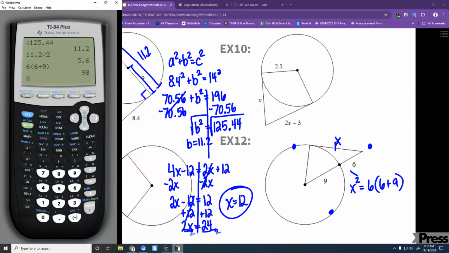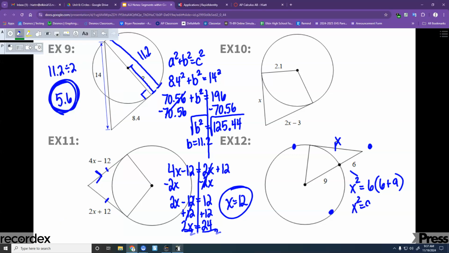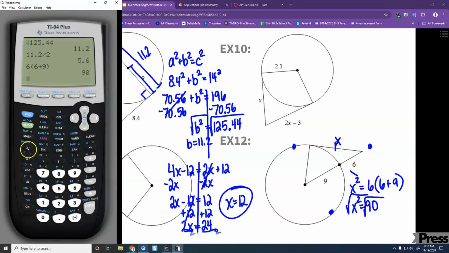And so whenever we do this, we got x squared equals 90. What do we have to do next? How do I get rid of a square? Square root. And so the square root of 90 is going to equal 9.487.